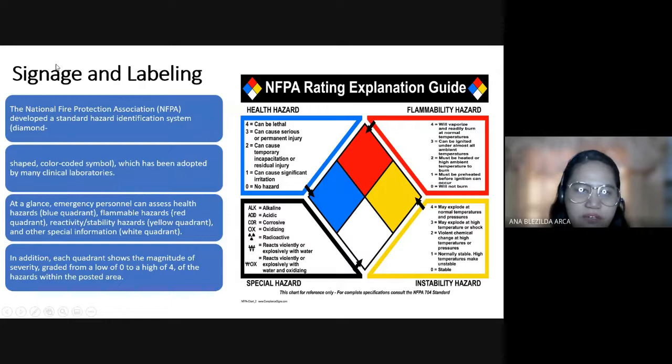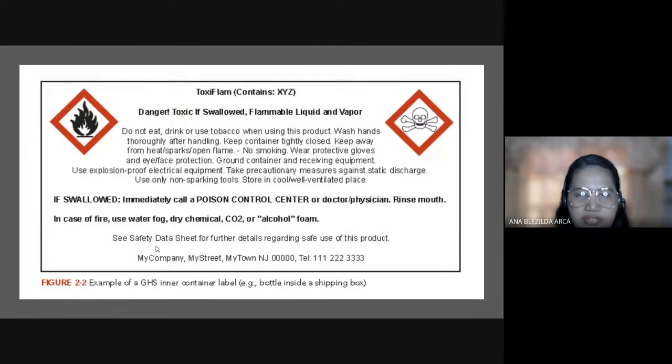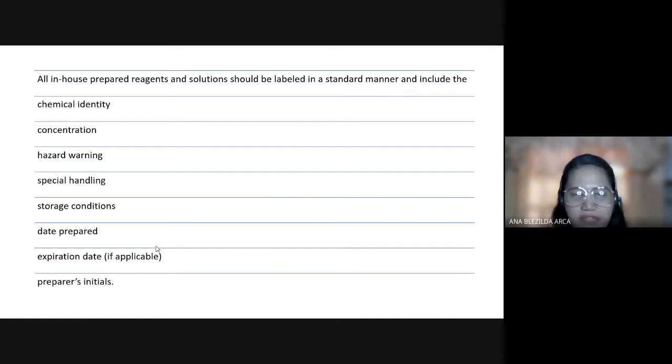Now, sabi dito, the NFPA developed a standard of identification system such as the diamond. Now, the shape color-coded symbol which has been adopted by many clinical laboratories stands for the different hazard that you're going to encounter. So kapag blue, it is the health hazard. For the red, that will be the flammability hazard. For the yellow, that is the instability hazard. And for the white, that is the special hazard. And this is also another example of a label that can be found on a chemical. So, yan yung mga example ng mga label.